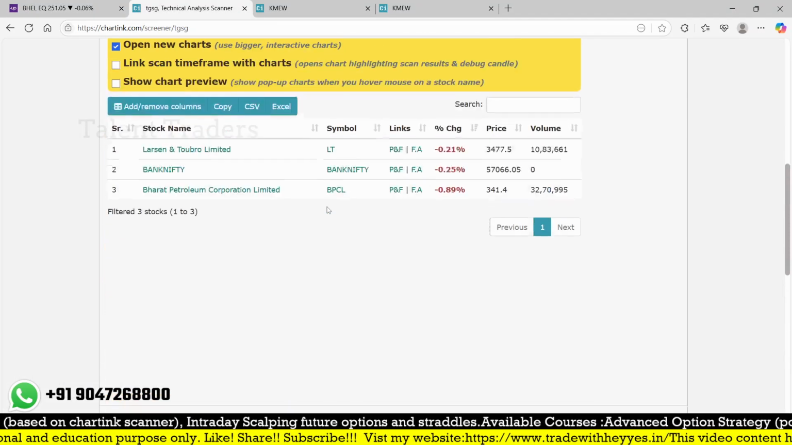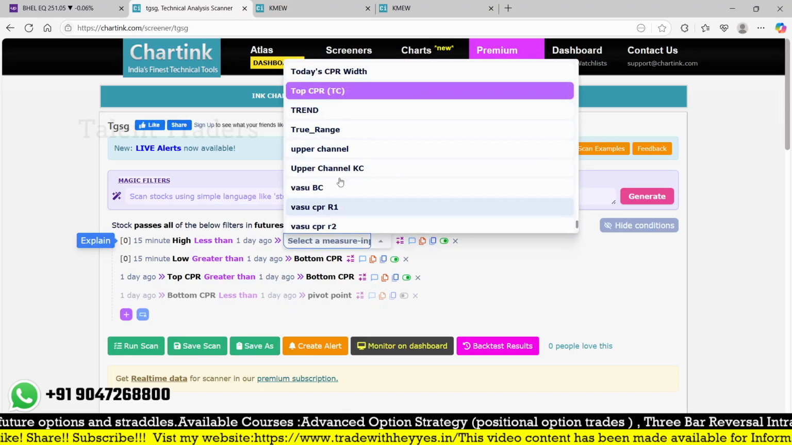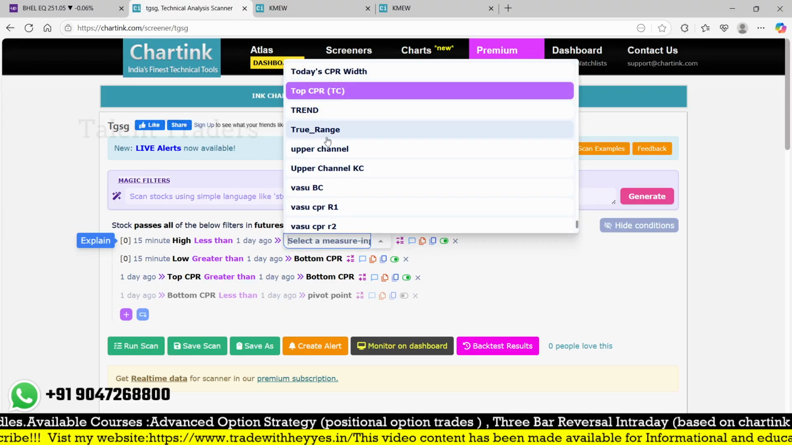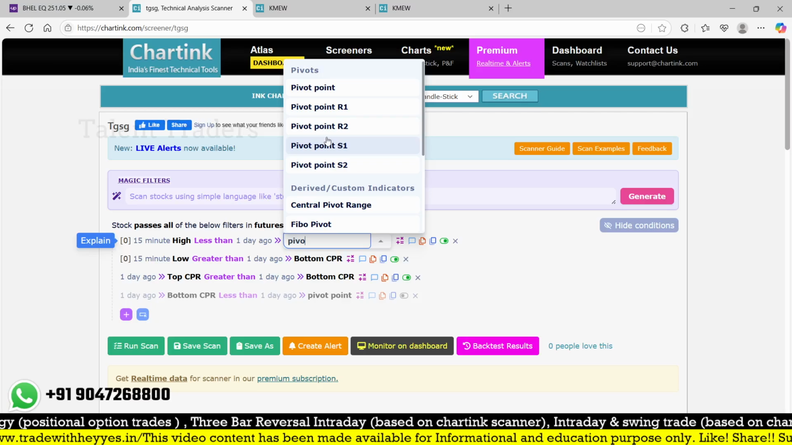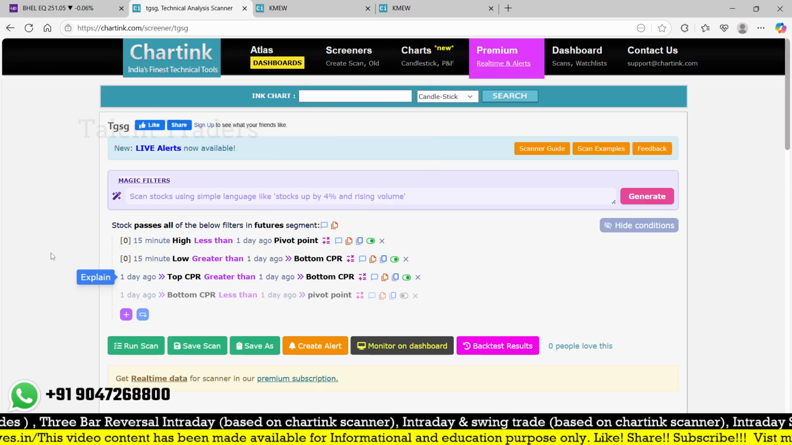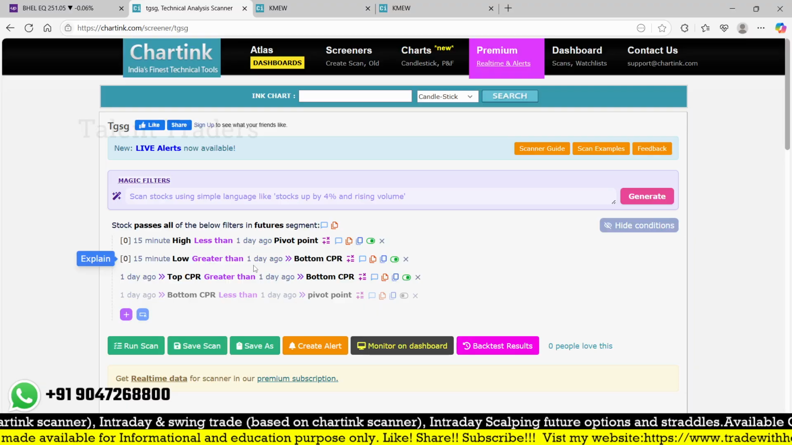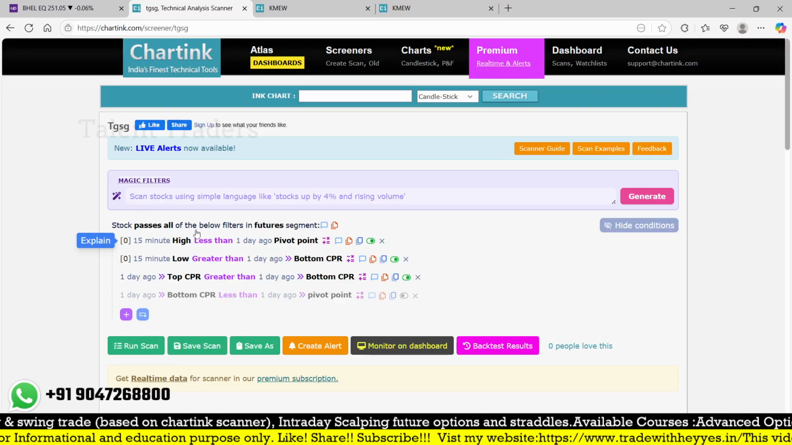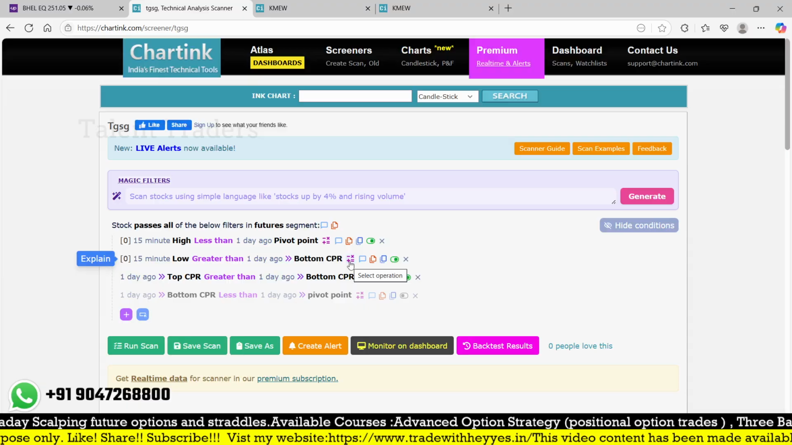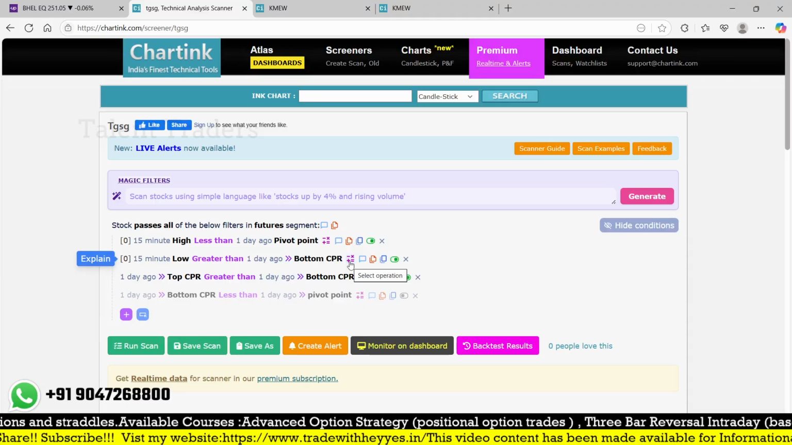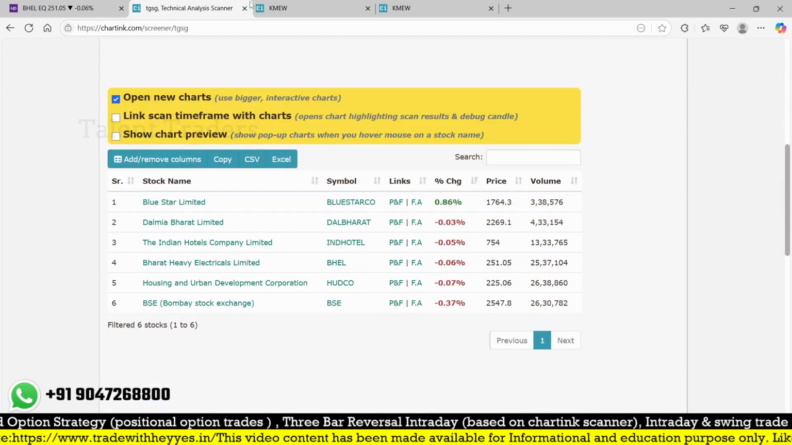So let me try to find in-between pivot. The low is greater than, and the high is less than, the CPR. So we will use a pivot. This will fetch you the high and the low. The high must be less than the pivot and the low greater than the bottom CPR. So this will be fetching the bottom pivot and the TC levels, sorry, BC level. So we'll check the blue star. Let me check.